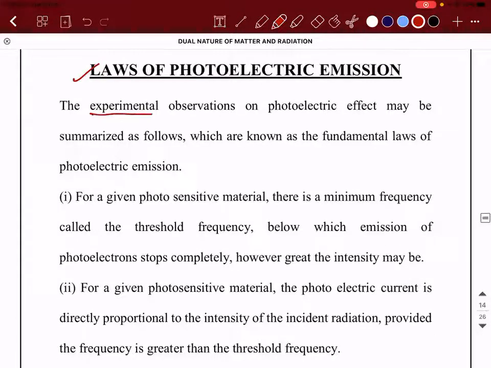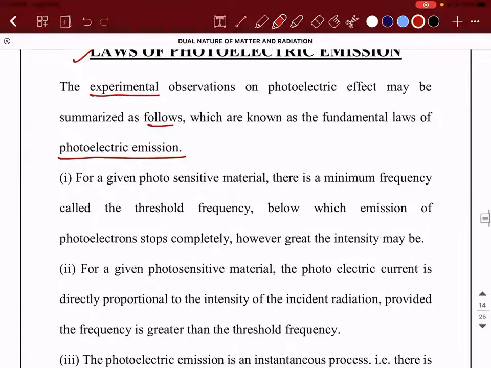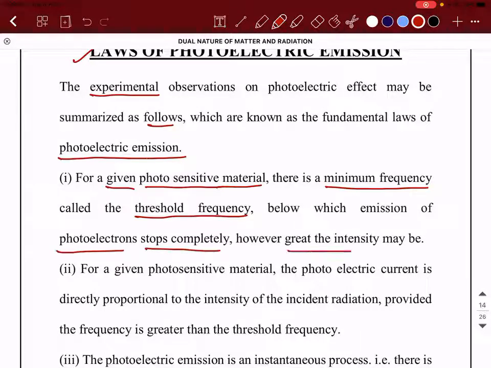If you observe, the experimental observations of the photoelectric effect may be summarized as follows, which are known as the fundamental laws of photoelectric emission. The same thing is again stated under Einstein's theory of photoelectric effect also. If you take a given photosensitive material, there is a minimum frequency called the threshold frequency, below which emission of photoelectrons will completely stop, however great the intensity may be.